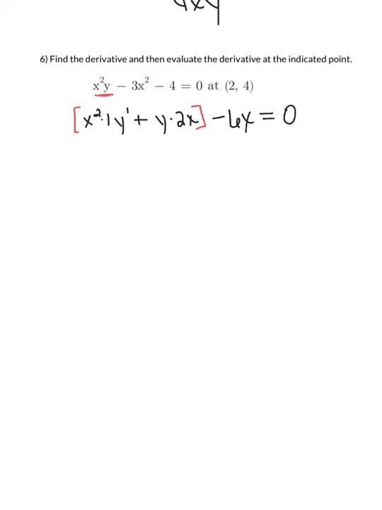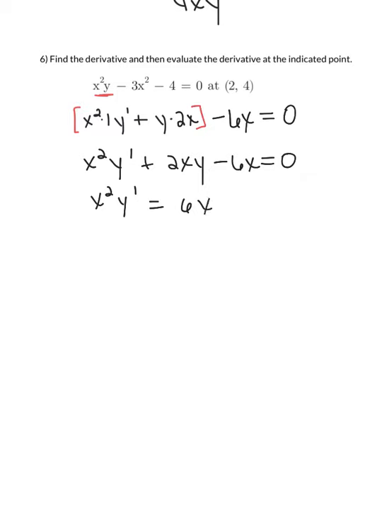Just prettying up the first two terms, we're going to have x squared y prime plus 2xy minus 6x equals 0. We need to get that y prime term by itself. So we're going to leave x squared y prime on the left side. Move the other two terms to the right side, which will give us positive 6x minus 2xy.